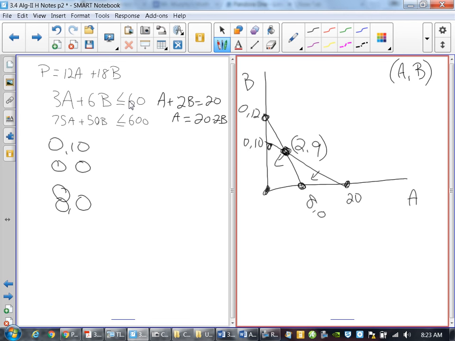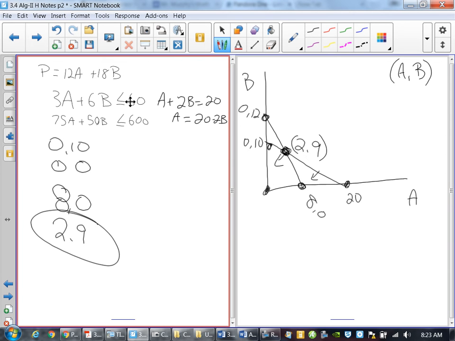I just substitute back in because A plus 2B is 20. 9 times 2 is 18. 20 minus 18 is 2. And it works out that this ordered pair of 2 and 9, that's your maximum. At the top of that equation, the 20 minus 2B, did you just get that from the A plus 2B? Yes. Yeah, you can do any type of linear combination with that one.